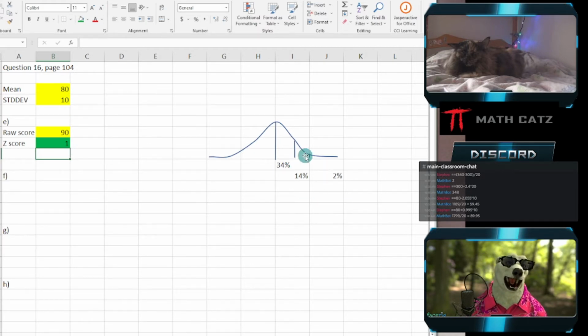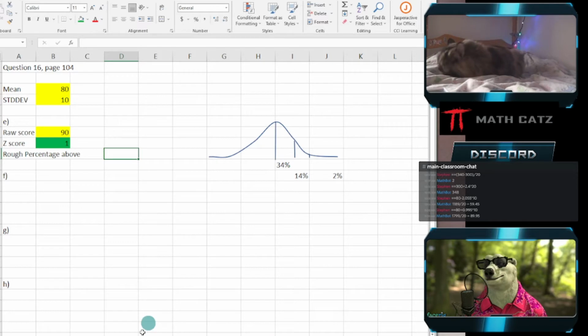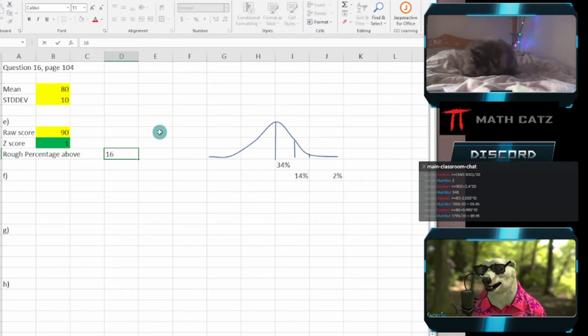So now I should put my numbers in here, but this is the 0, z-score 1, 2, and beyond. So 1 puts us over here. So roughly, rough percentage above. Let's put that over there. That's what they want, right? Above 90. Well, my z-score puts me over here. So above that will be 14 and 2%, so 16%.